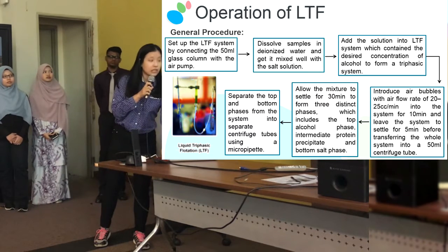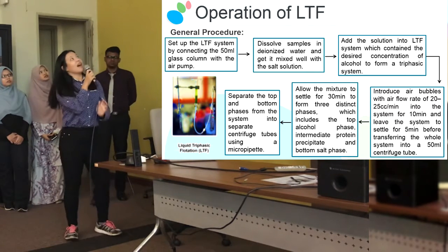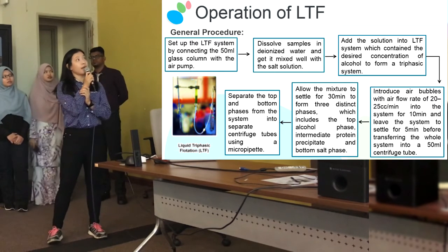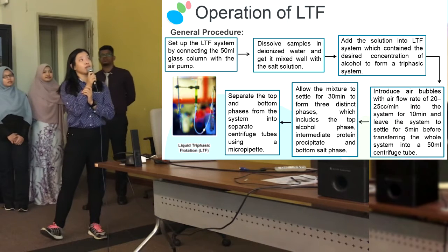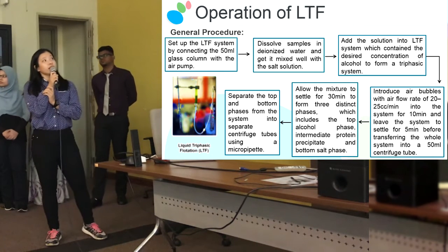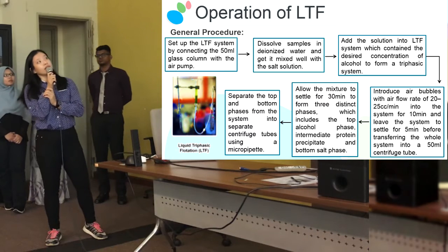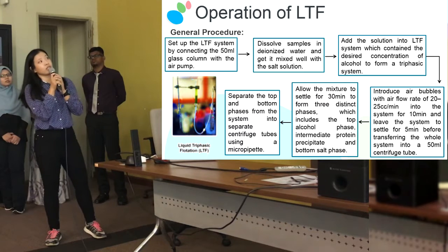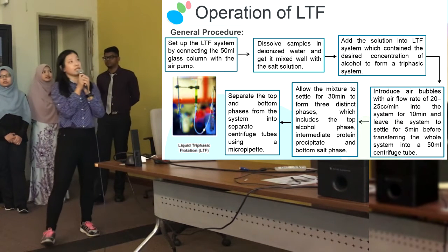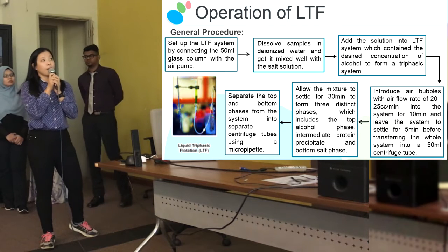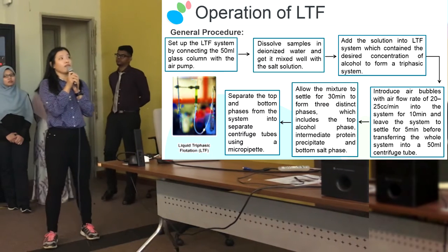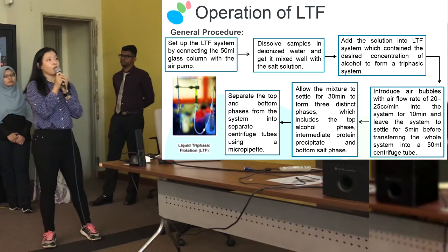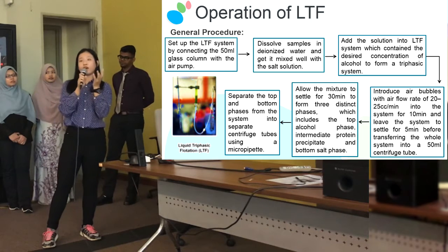As a general procedure, set up the LTF system by connecting the 50 ml glass column with the air pump. Dissolve the sample in deionized water and get it mixed well with the salt solution. Next, we add this solution into the LTF system, which contains the desired concentration of alcohol, to form a triphasic system. Next, we introduce the air bubbles with an air flow rate of 20 to 25 cc per minute into the system for 10 minutes and leave the system to settle for 5 minutes before transferring the whole system into 50 ml Falcon tubes.